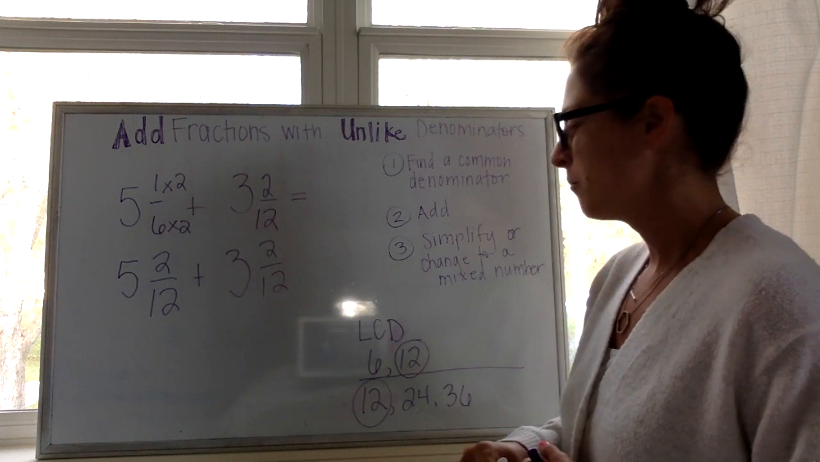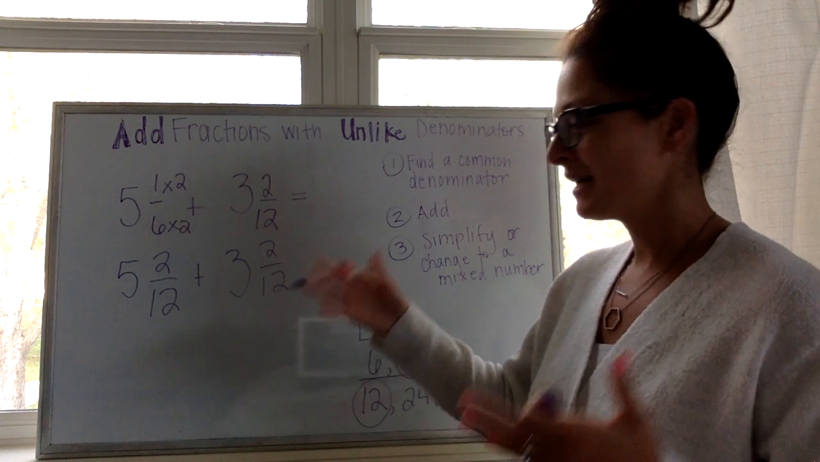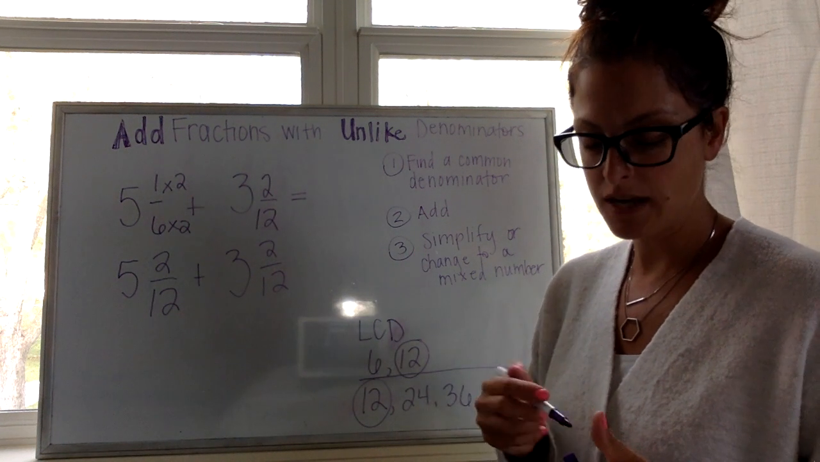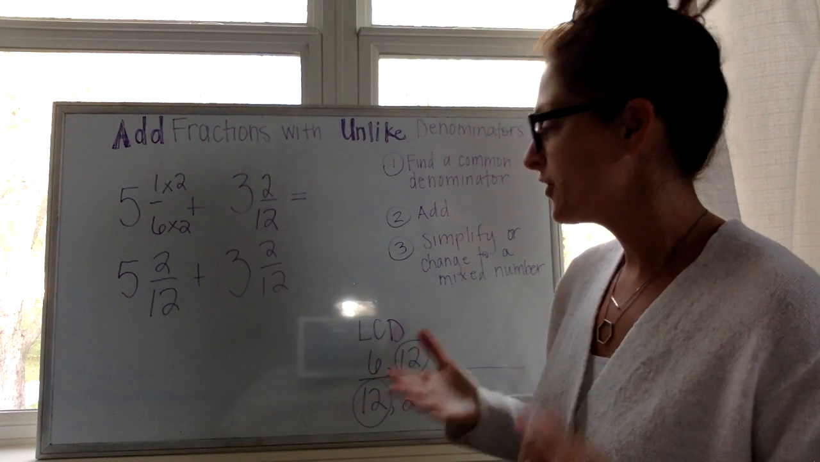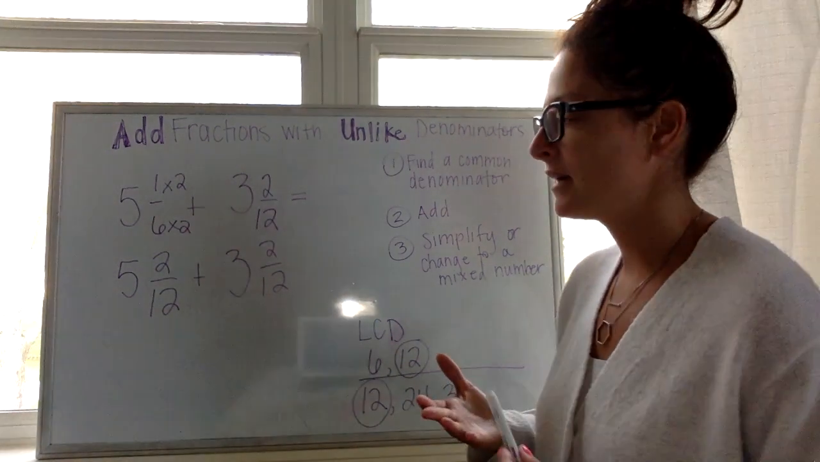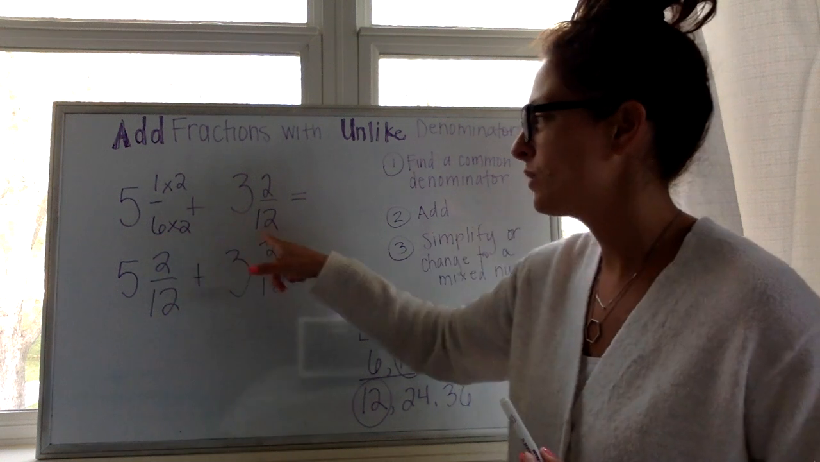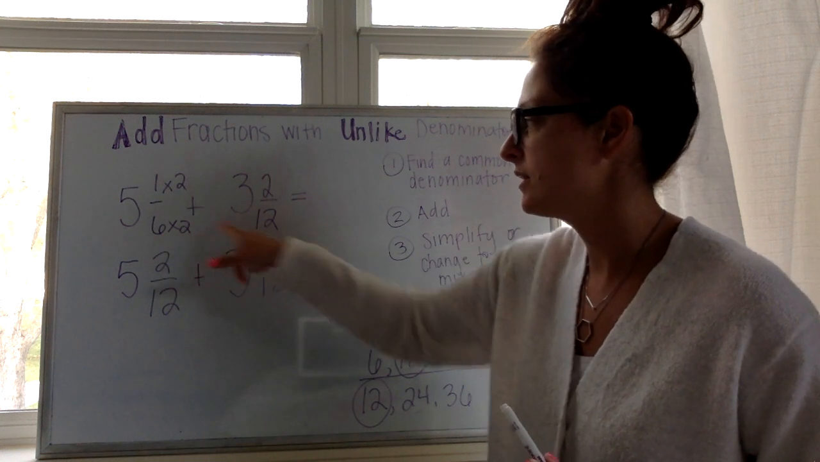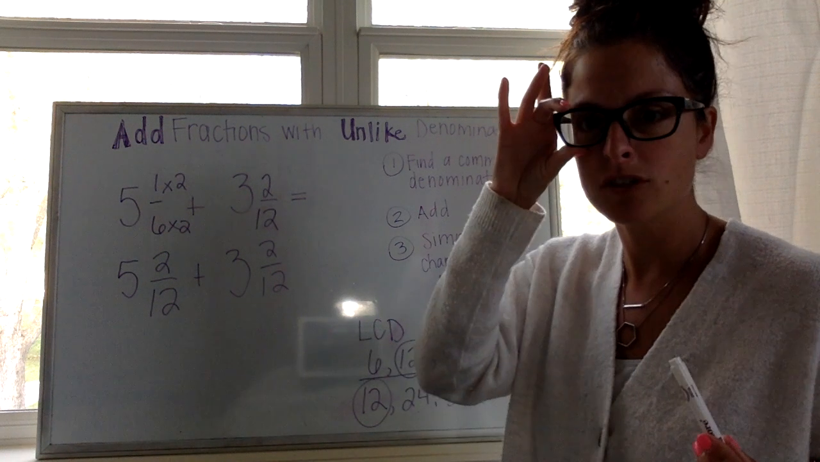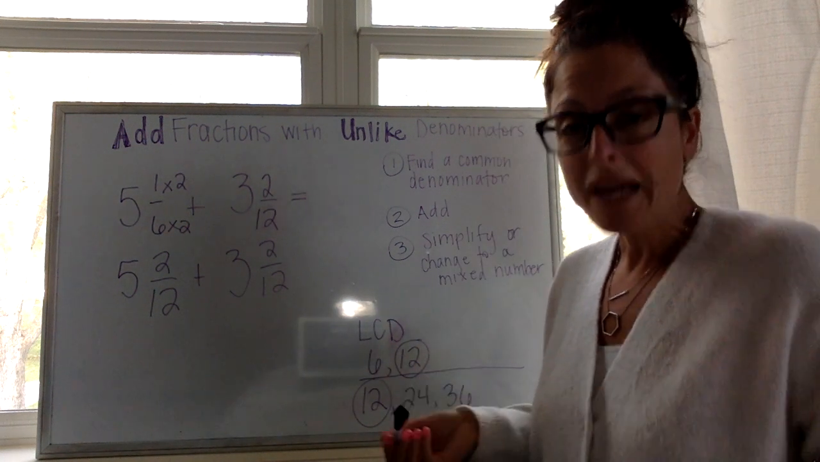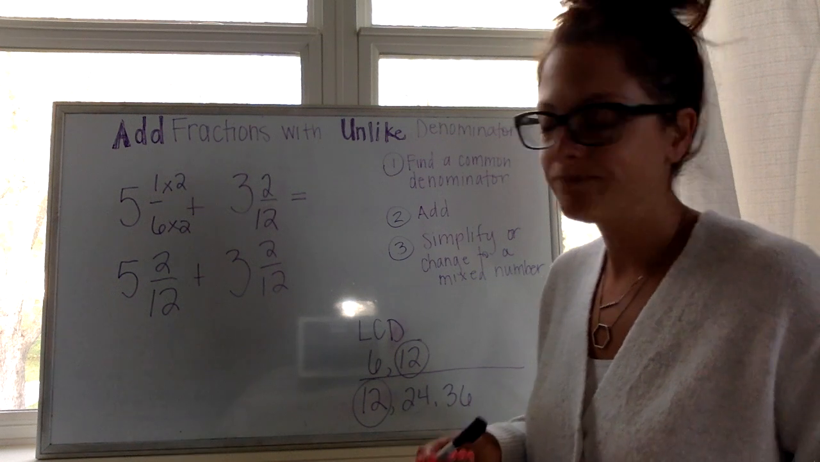Okay? We want to avoid multiplying by the opposite denominator as much as possible unless there is no other common way to find one. So, for example, I just wouldn't want to go 6 times 12 and then 12 times 6 because that's going to make my fractions really large. You can do that, but then you have to simplify it down.